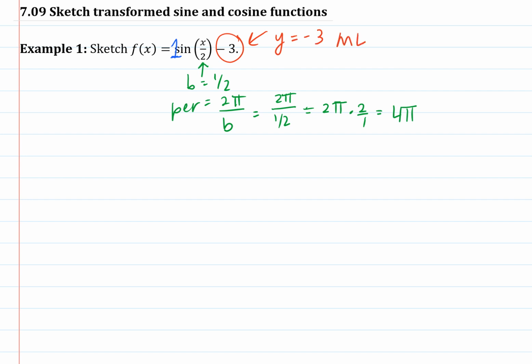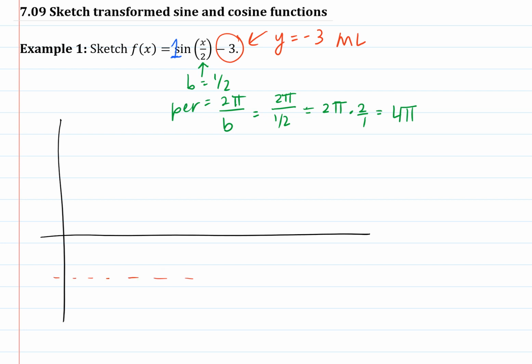So when I'm getting set up, I personally like to start by sketching the midline and labeling it at y equals -3. And then I think about the amplitude. If the amplitude is 1, that means I'm going 1 unit above and 1 unit below the midline. And so my maximum values will be at -2, and my minimum values will be at -4. And if my period is 4 pi, well, I like to mark that out.